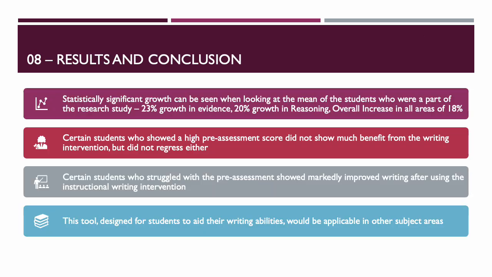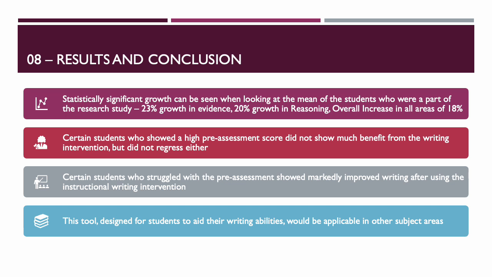Looking at the results in conclusion, there was statistically significant growth by all of the participating 17 students who were a part of this research study. Looking at their evidence sections, there was a 23% average growth for all 17 students, 20% growth in the reasoning, and an overall increase in all 4 areas of 18%.